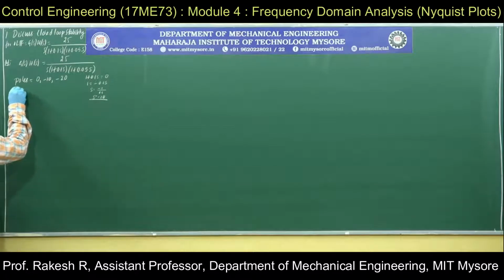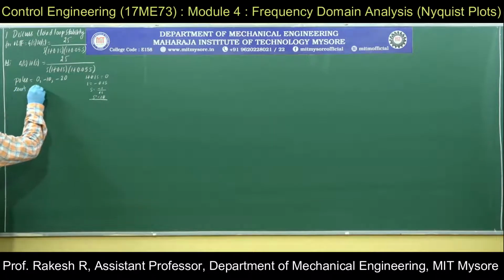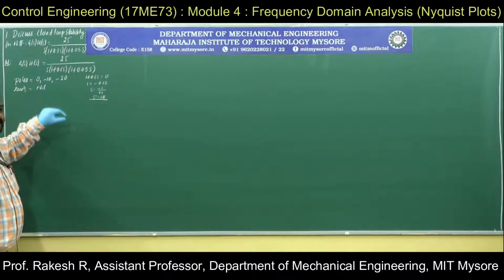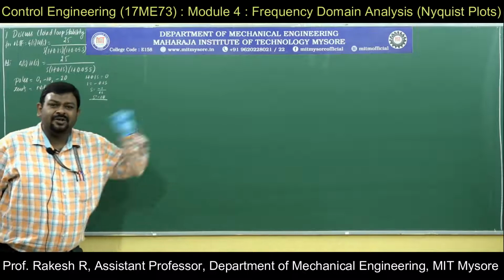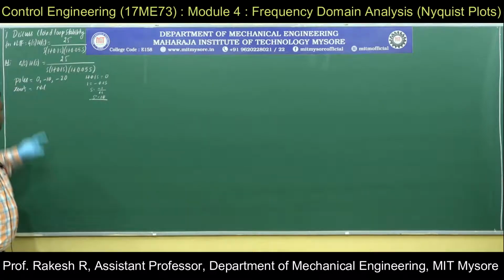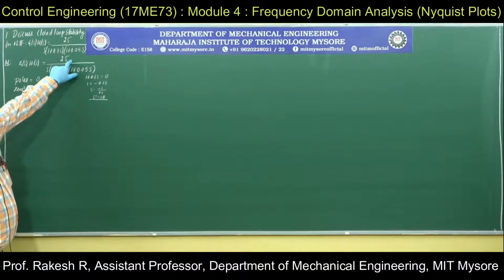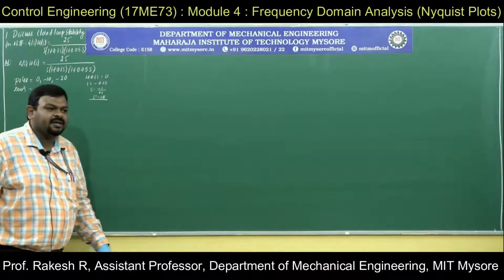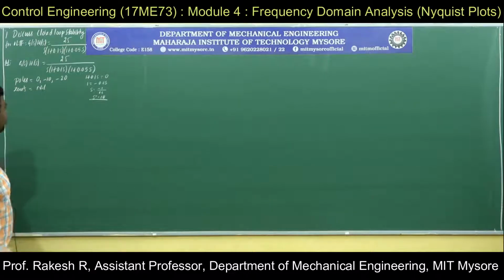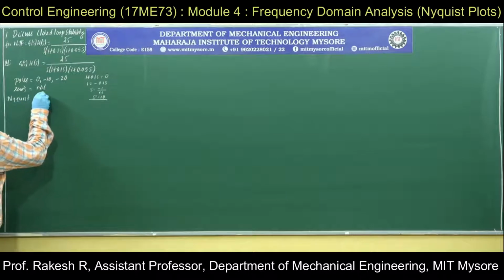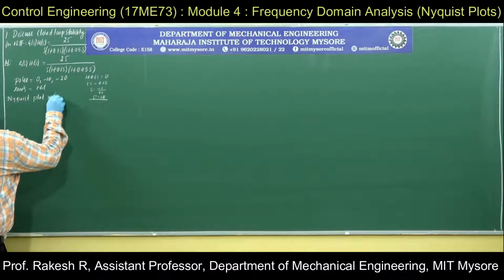Then zeros. I don't write 0 here, because if I write 0, it is understood that there is a zero at origin. So in order to avoid confusion, I will write nil. Nil means there are no zeros, there are no factors in the numerator except the constant term. Then next step is Nyquist plot in S-plane.